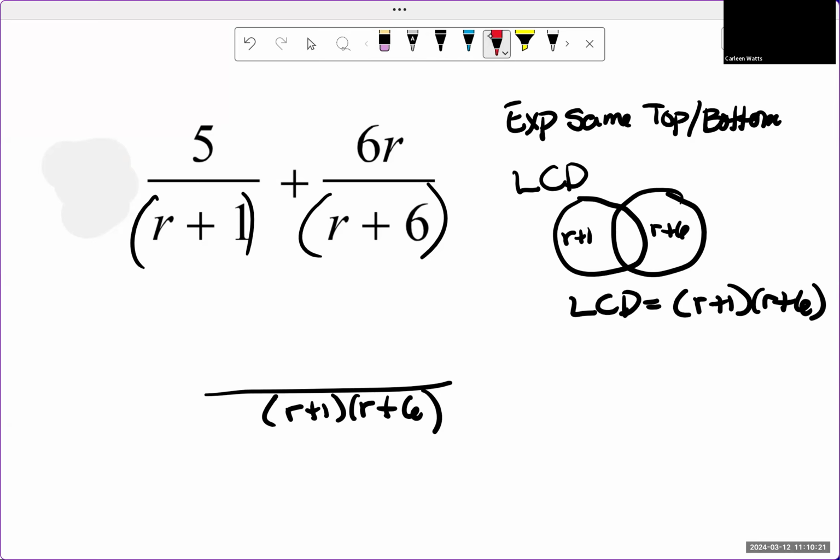If you watched last year's video, this is what I want, and this is what I've got. I need R plus 6. So notice it's not same to the left as it is to the right. It's same to the top as it is to the bottom. I want R plus 1, R plus 6. I only have R plus 1.